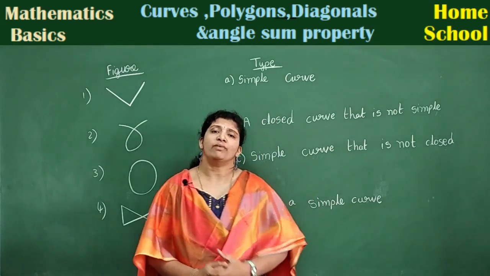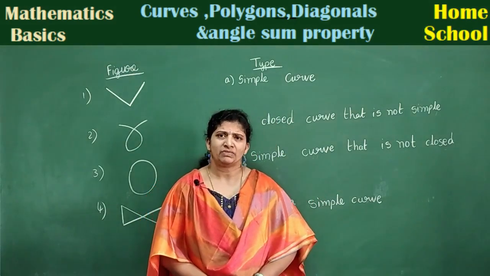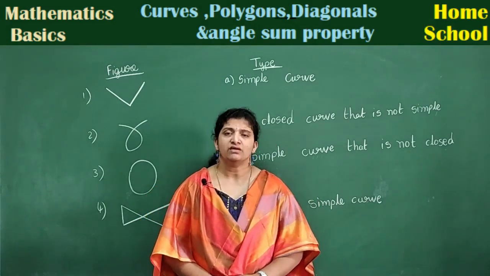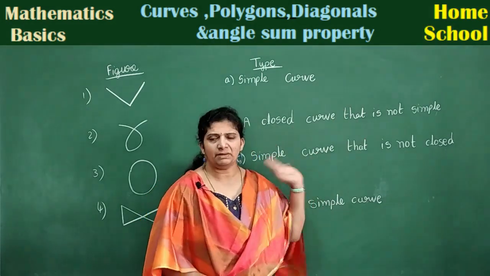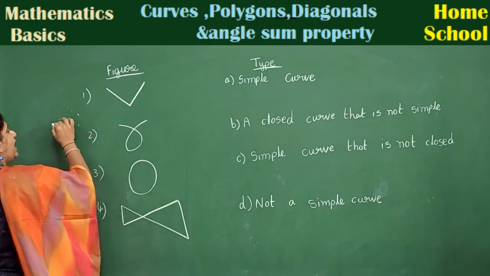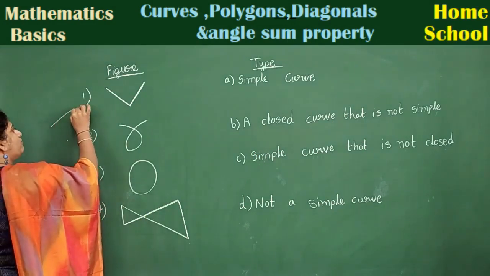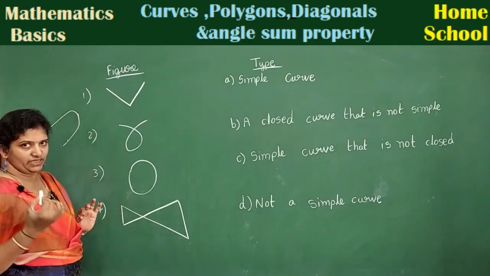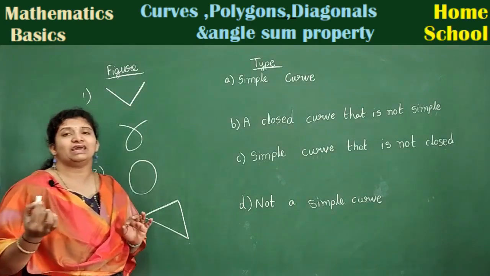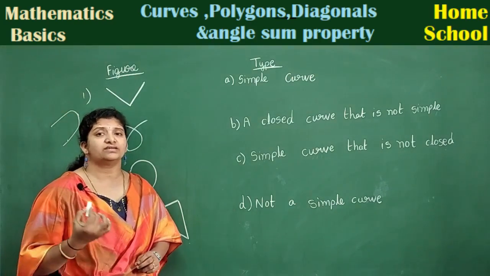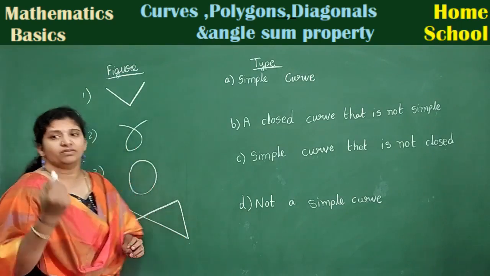So, children, you might have some idea. Suppose a paper is a plane surface. On this plane surface, when I try to join a number of points without lifting my chalk piece, then we get a plane curve. What did we say? It is a plane curve.